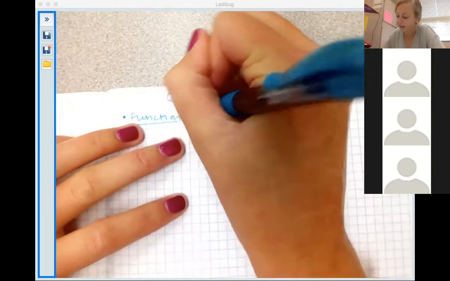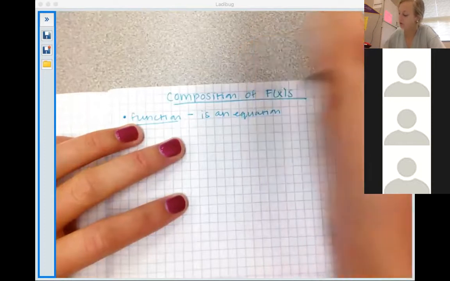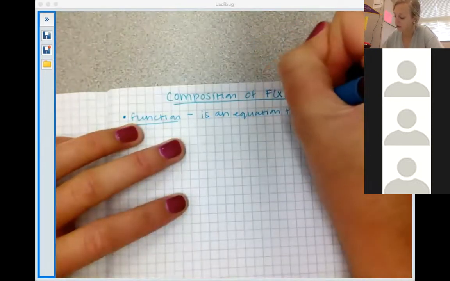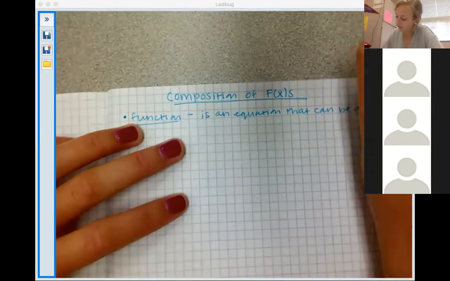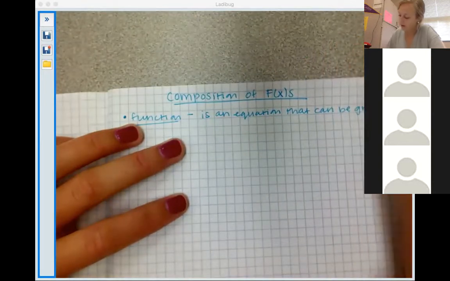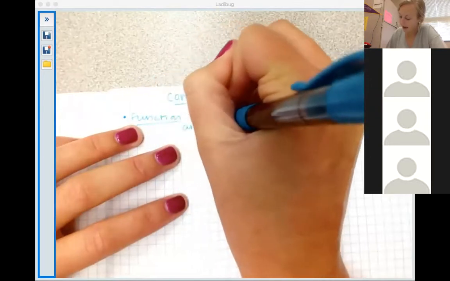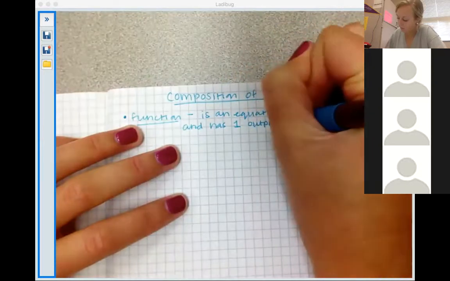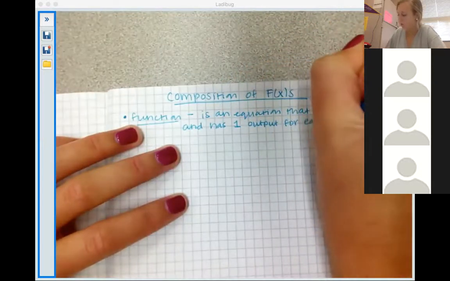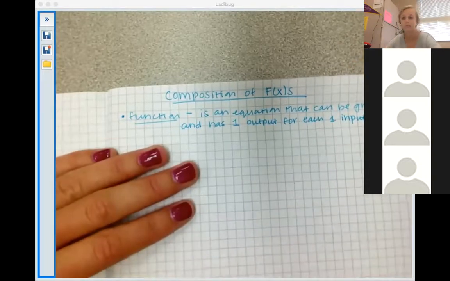All right, so a function is an equation. I'm going to use y'all's words because they're good. An equation that can be graphed. That was good, Kevin. And has one output for each one input. So it is 1 to 1.